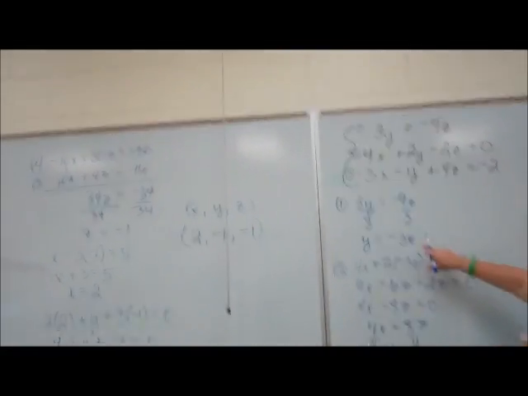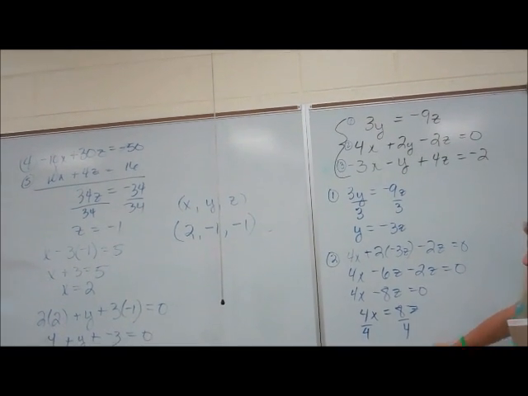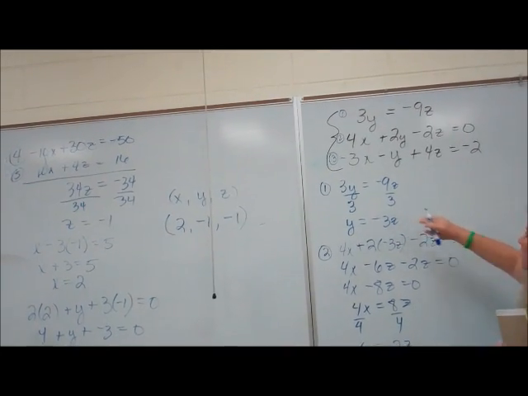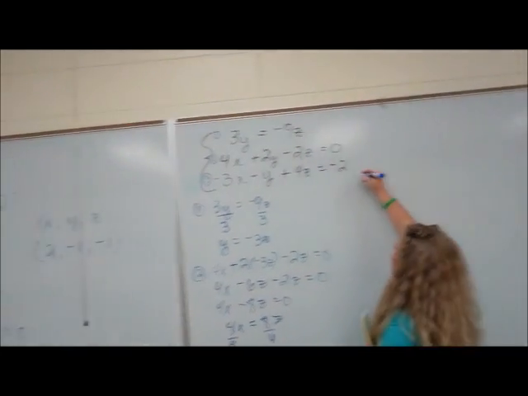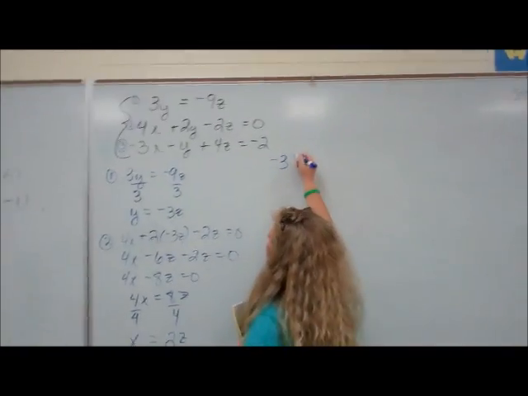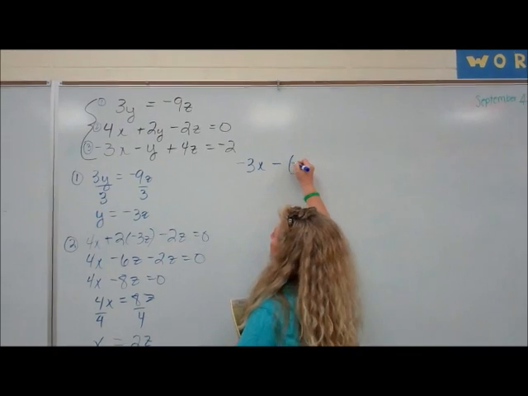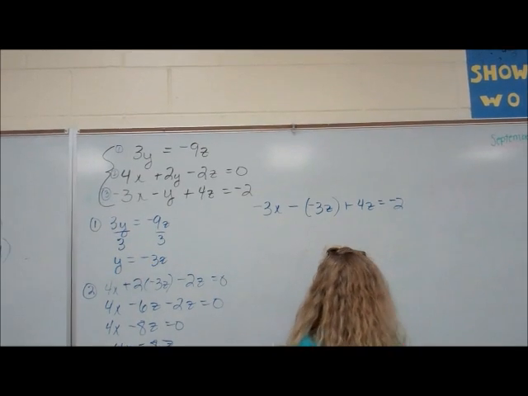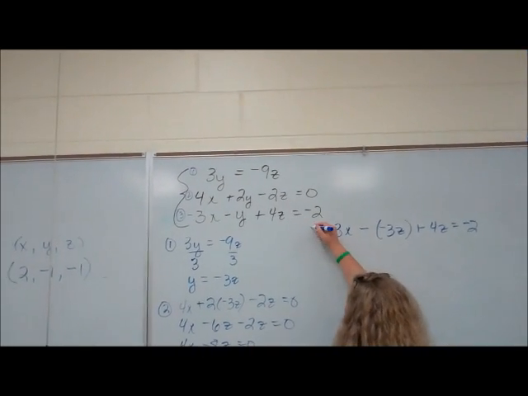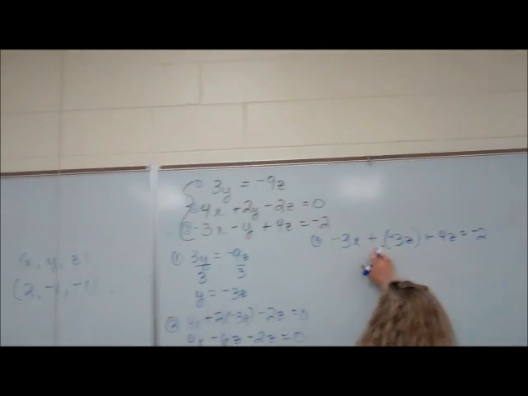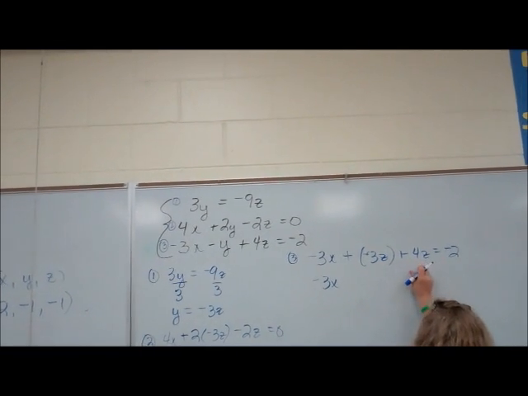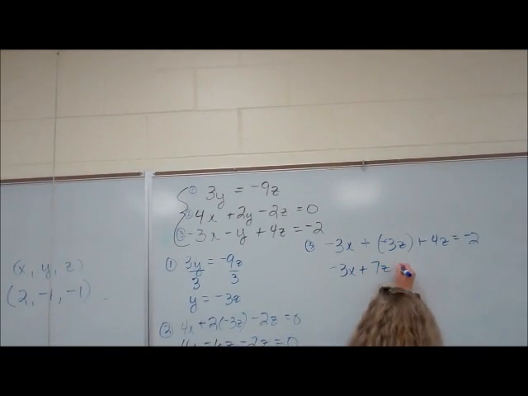Now we're going to go back and grab equation number 3 and plug in. We could actually plug in for x and for z, but let's just start here with y and plug in for y, and then we'll go on. Grabbing the third equation: negative 3x minus negative 3z plus 4z equals negative 2. Simplify. Minus a negative becomes plus a positive. Negative 3x plus 3z plus 4z is 7z, equals negative 2.